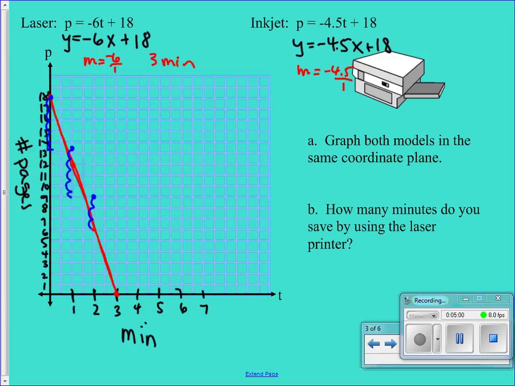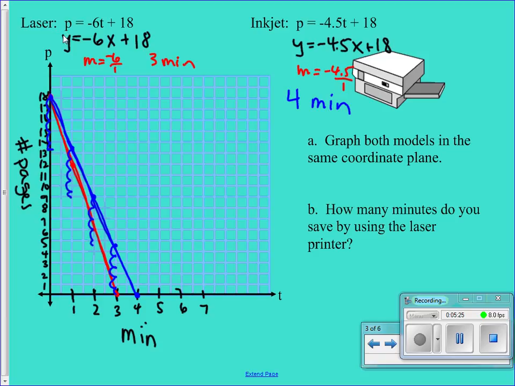1, 2, 3, 4.5 over 1. And here's 1. Notice I'm staying in the halves. 2, 3, 4 and 1/2 and over 1. So if I connect these dots, look at what happened. My inkjet printer took 4 minutes.